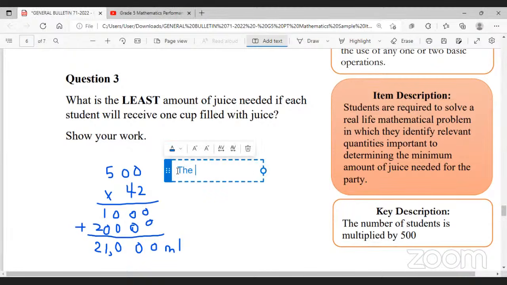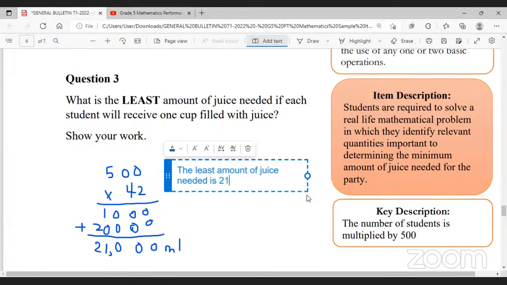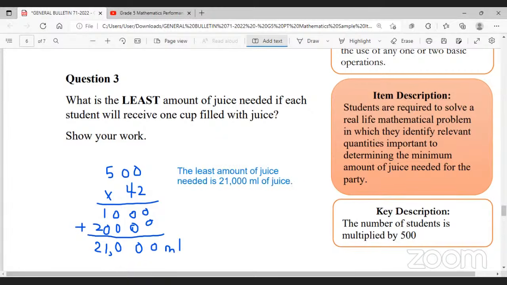The least amount of juice needed is 21,000 milliliters. Again, full marks there.